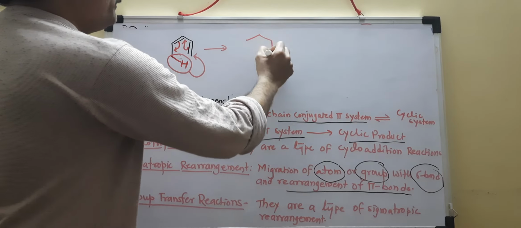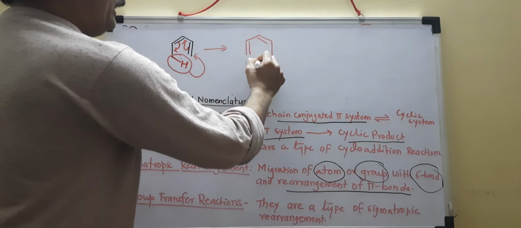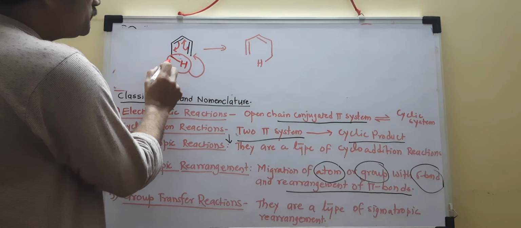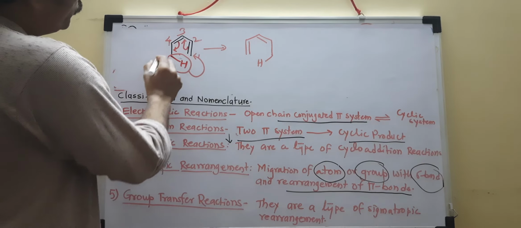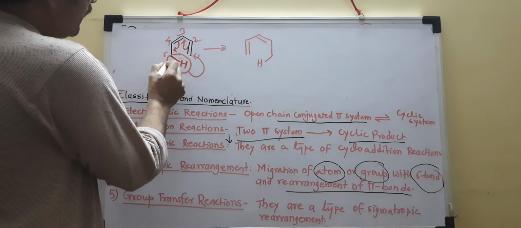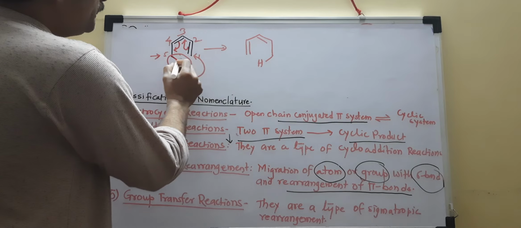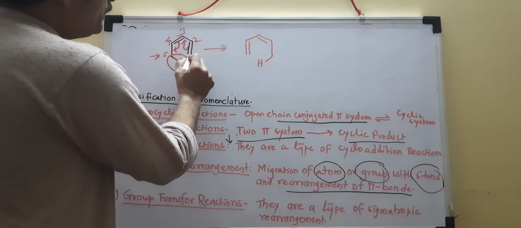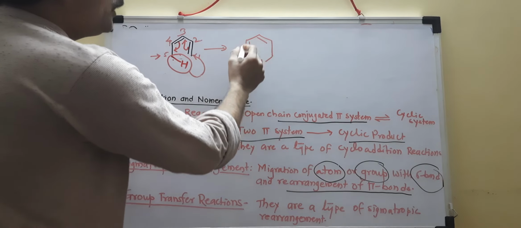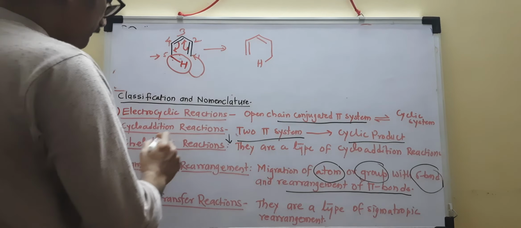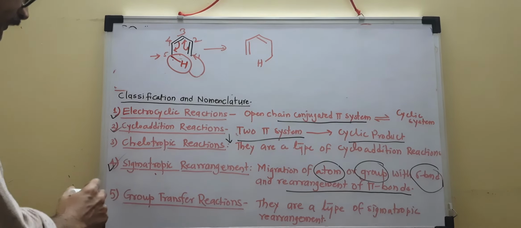Then what will be the product? So this is here. Now this hydrogen is changing its position. If I give the numbers 1, 2, 3, 4 and 5, this hydrogen is now at the fifth carbon. Now it is getting migrated to carbon number 1 along with the sigma bond, and along with the rearrangement of pi bonds. This is called sigmatropic rearrangement, which we are going to discuss separately in more detail.